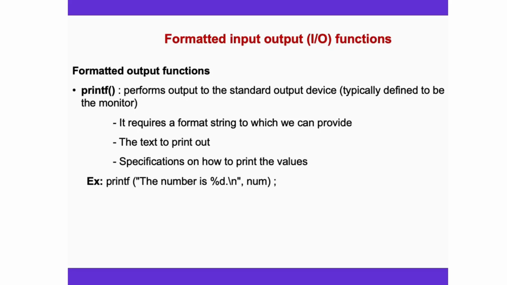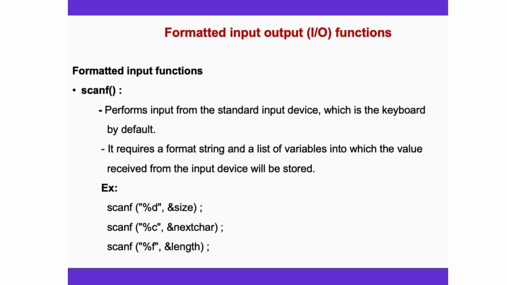Formatted IO functions: printf performs output to the standard output device. Typically, we know that it is defined to be the monitor. It requires a format string with which we can provide specifications on how to print the values. For example, in our example, "the number is %d \n", num. Here, %d is the format specifier, which is used to print integer variables.